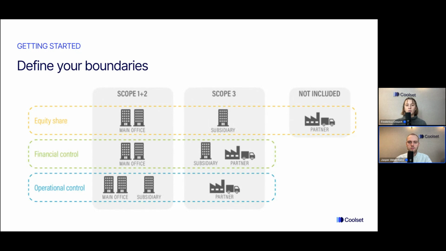Whereas in financial control, the partner and the subsidiary count as scope 3 because a company only has financial control over the main office, but neither the subsidiary nor the partner. So it shows how these different boundaries affect where emissions are captured, and therefore your total emissions calculations and carbon accounting.